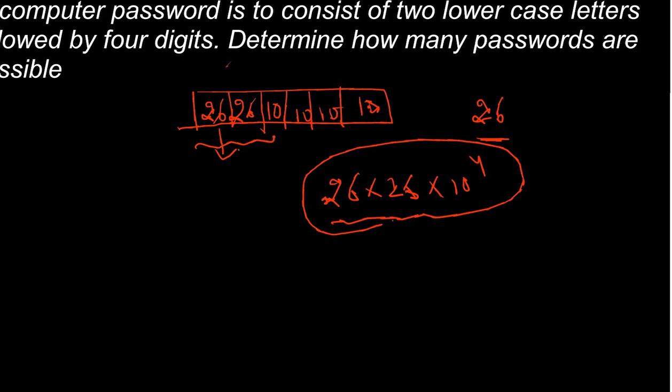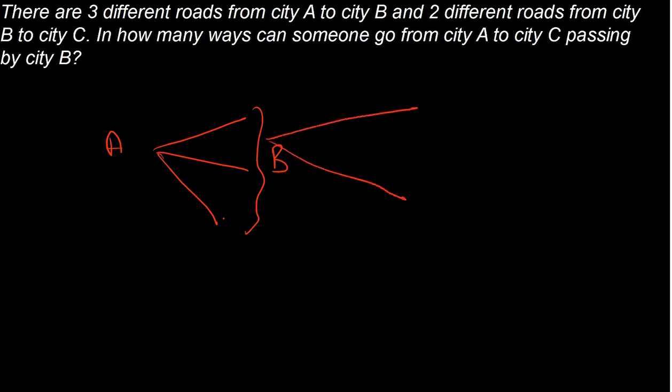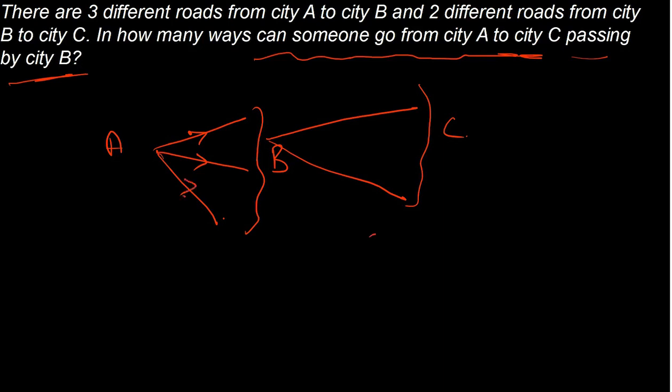Let's come to the next problem. There are three different roads from city A to B. So let's start. From city A to B, there are three different roads. This is the destination B, and from B to C there are two different roads. This is destination point C. In how many ways can someone go from city A to C passing by city B? So in how many ways can you go from city A to B? There are three ways to travel from A to B.